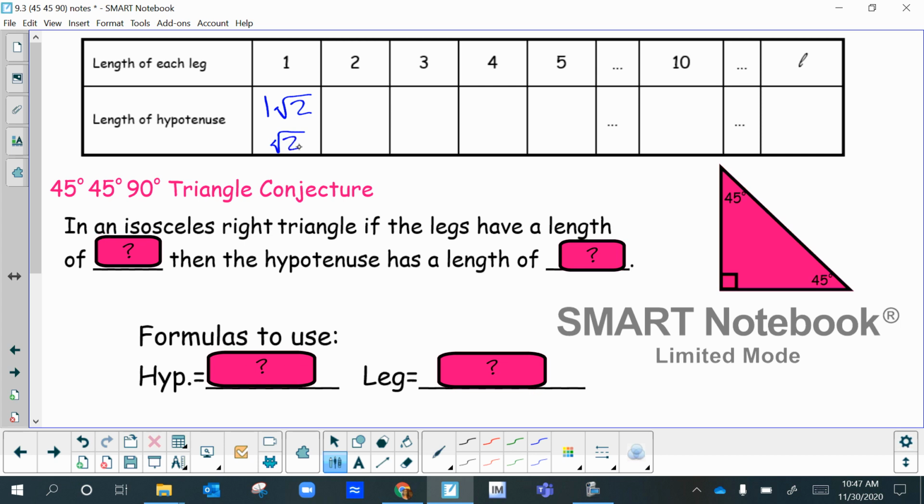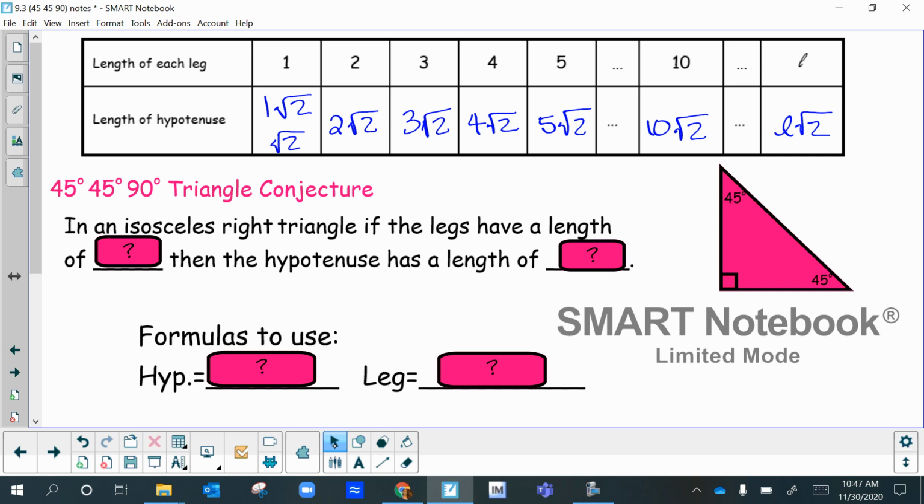Okay, if it's 2, the hypotenuse is going to be 2 radical 2. And this one would be 3 radical 2. And this one would be 4 radical 2. And 5 radical 2. So see, this one is a lot simpler. And L radical 2.